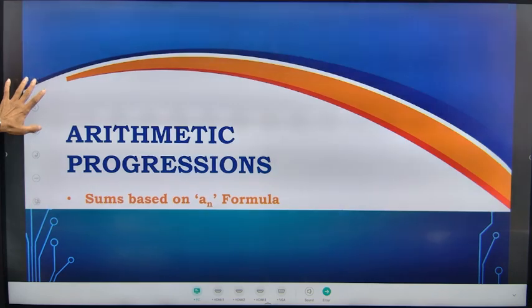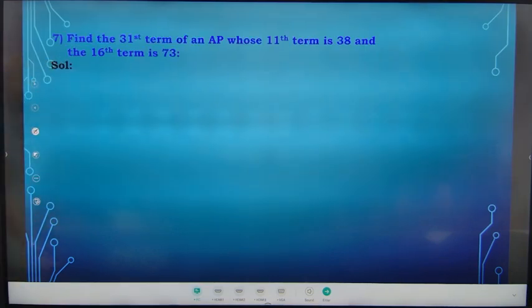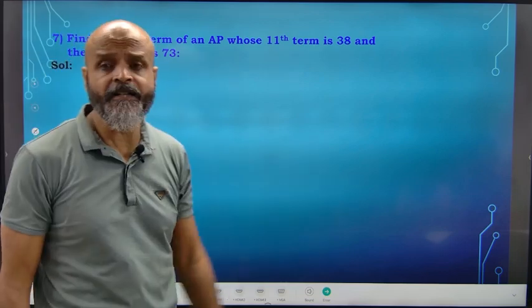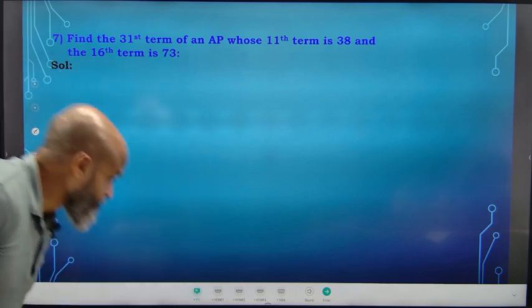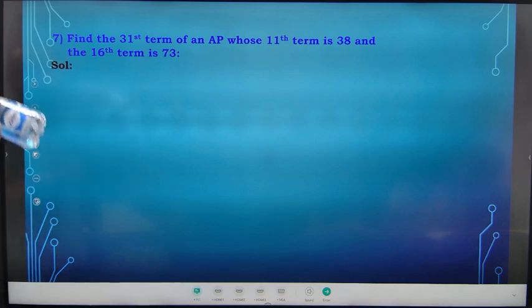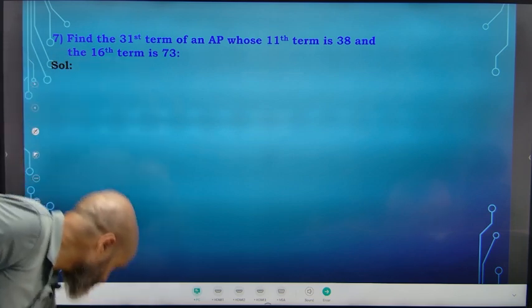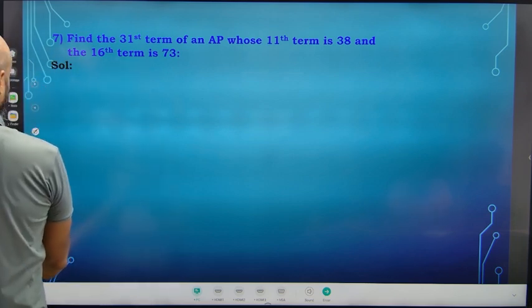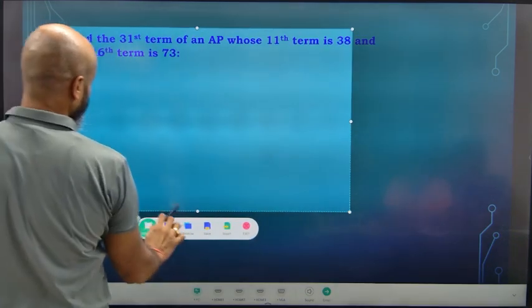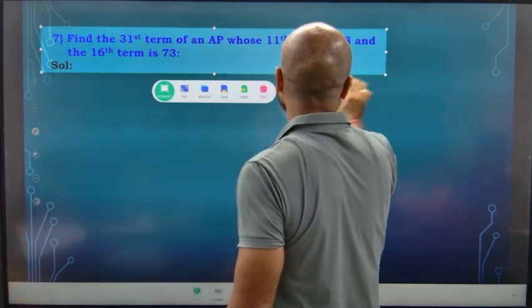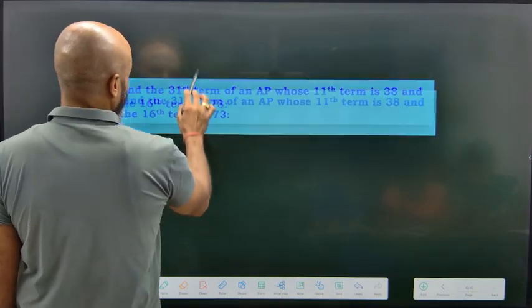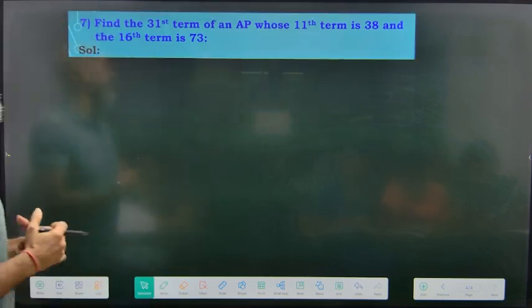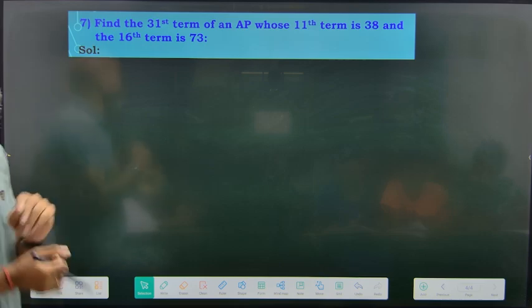So minus 150 is not a term of the AP. Find the 31st term of an AP whose 11th term is 38 and 16th term is 73. Quick, quick, everyone. Find the 31st term of an AP whose 11th term is 38 and the 16th term is 73.